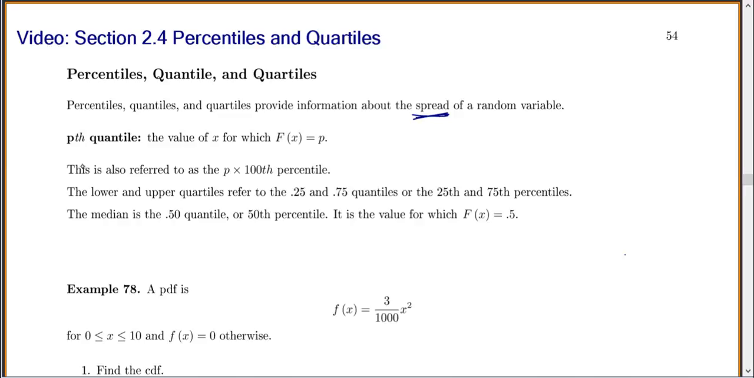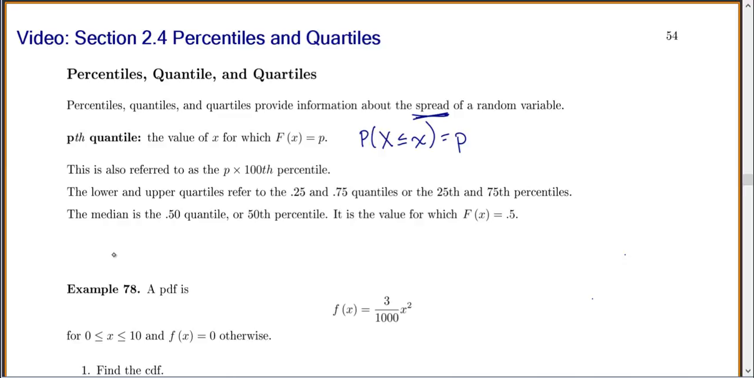Okay. By definition, the pth quantile is the value of x for which F(x) equals p, or the probability that we have some number less than or equal to x. It's also referred to as the p times 100th percentile. So in other words, the 0.25 and 0.75 quantiles would be the 25th and 75th percentiles.